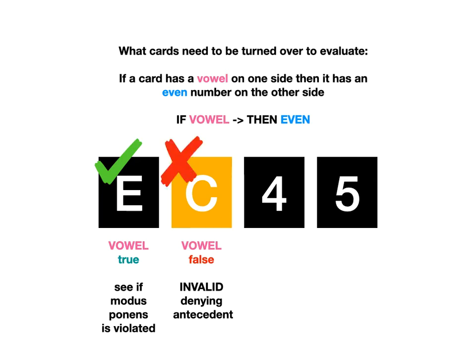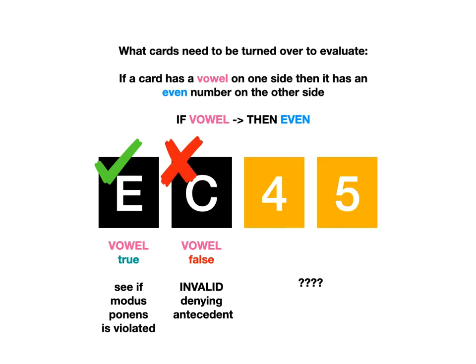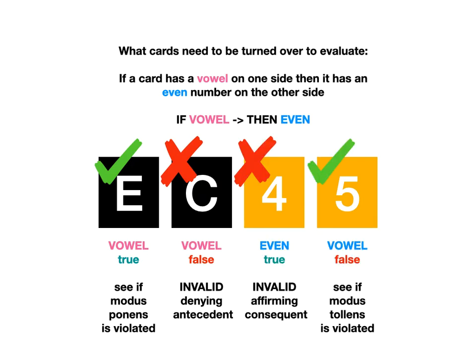How about of these two? Which number do I need to turn over? It might feel like 4 because that's better evidence that the vowel is there. No. What we need to know is whether or not the 5 has a vowel on the other side. Affirming the consequent versus see if modus tollens is violated by that. So if I turn the 5 over and there's a C, then that's fine. Nothing has been violated. If I turn the 5 over and there's an E or an A, oh shoot, the rule is gone.